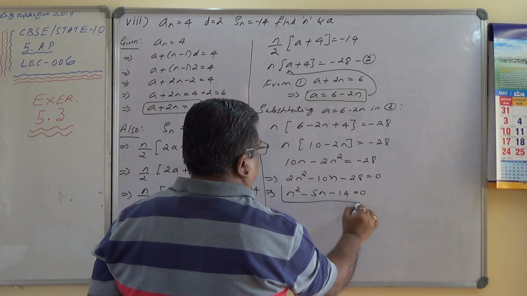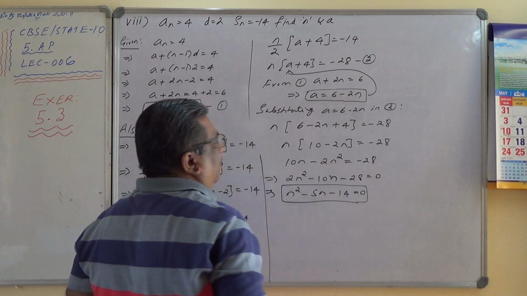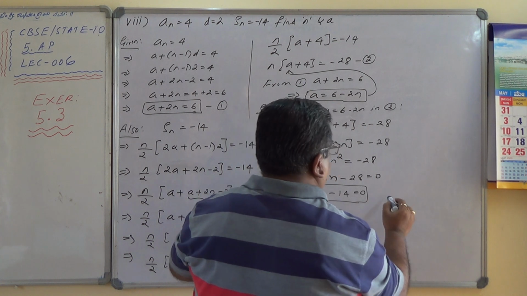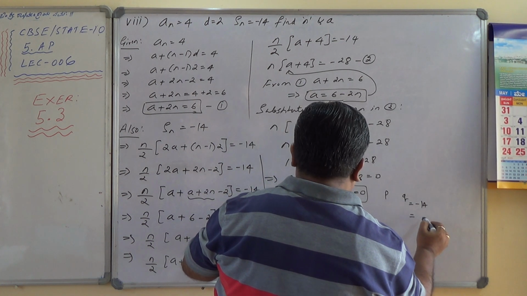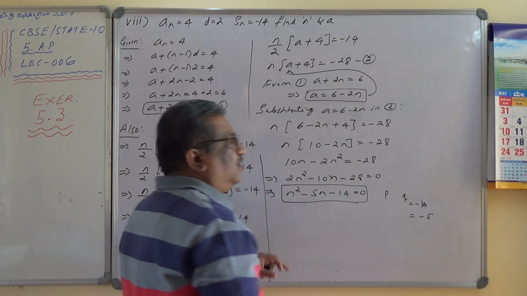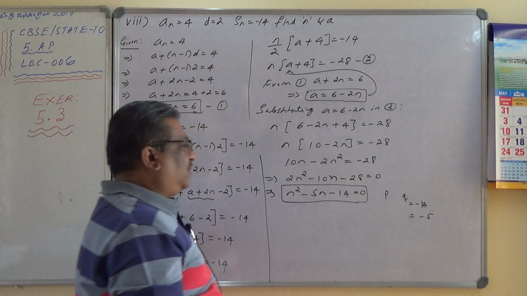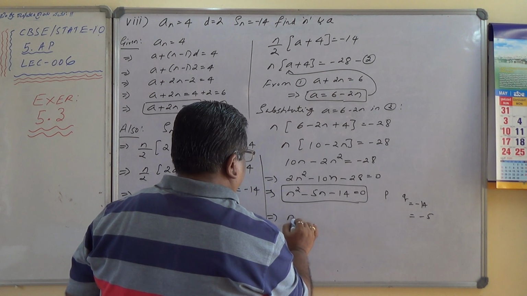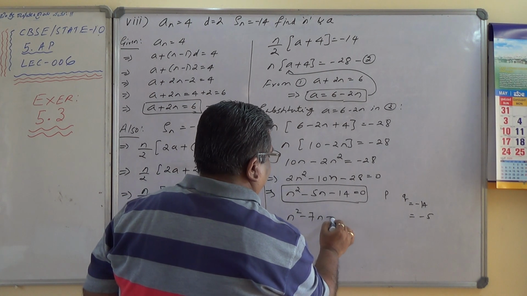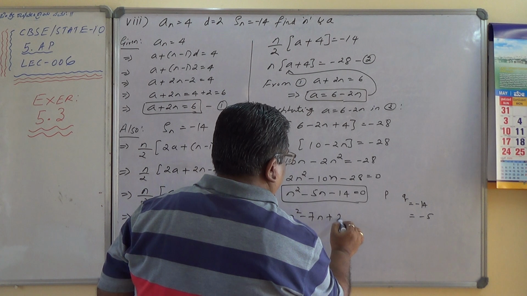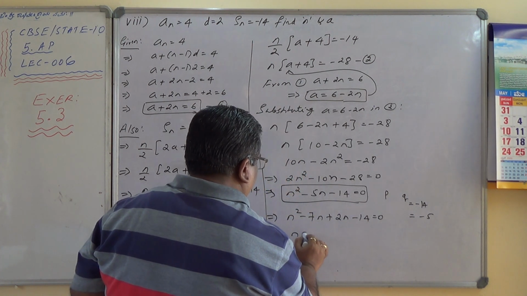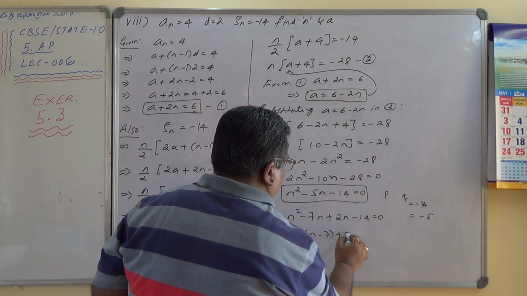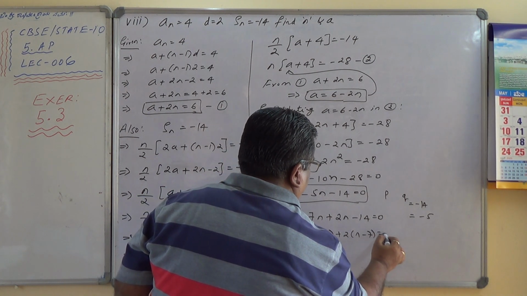So I have got this as a quadratic equation now. Let me find the n value here. I require p and q such that the product is minus 14 and the sum is minus 5. So 7 and 2 are possible, which gives n square minus 7n plus 2n minus 14 equals 0. n times n minus 7 plus 2 times n minus 7 equals 0.